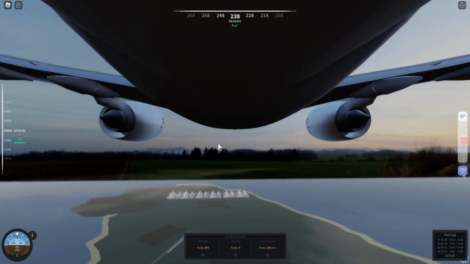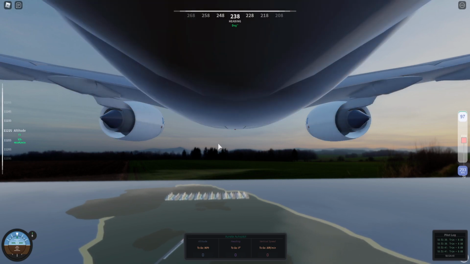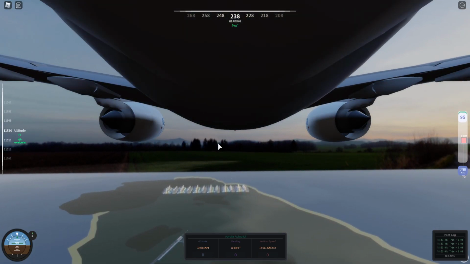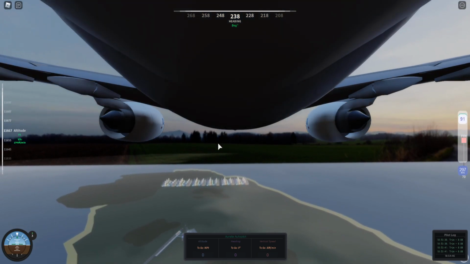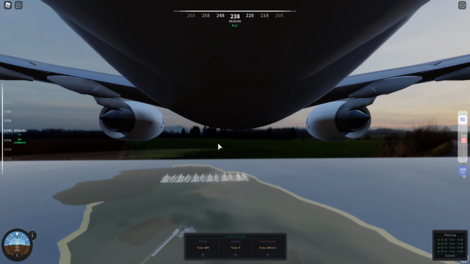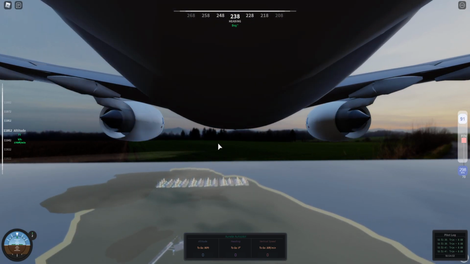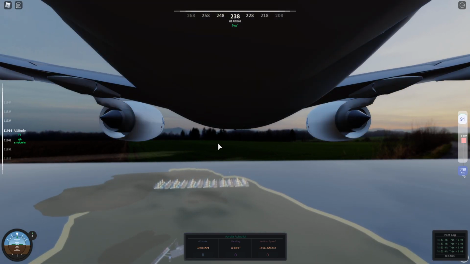Keeping the speed, the auto throttles keep doing their best to keep the speed at 300 knots. Now pitch down, very smooth for me. I'm pitching down to around 1 to 2 pitch, and it keeps it there.